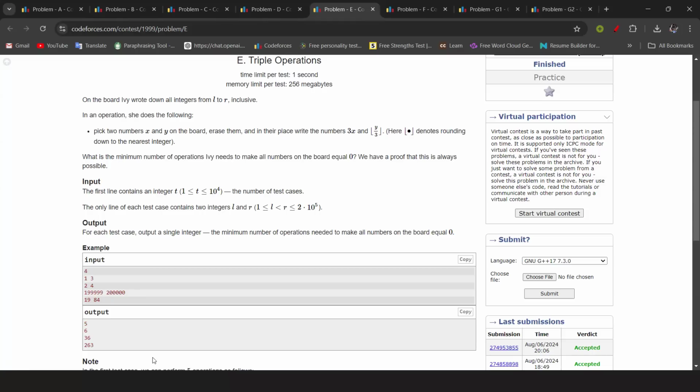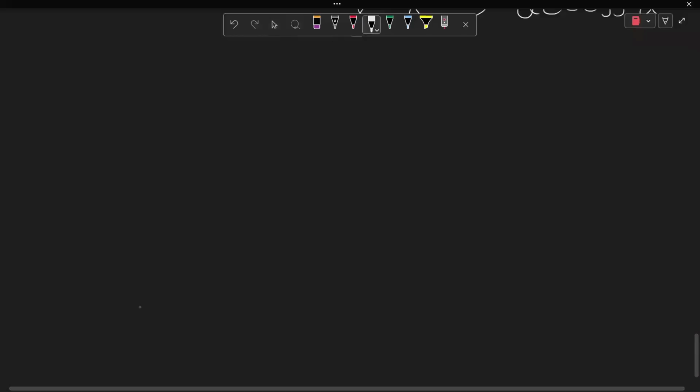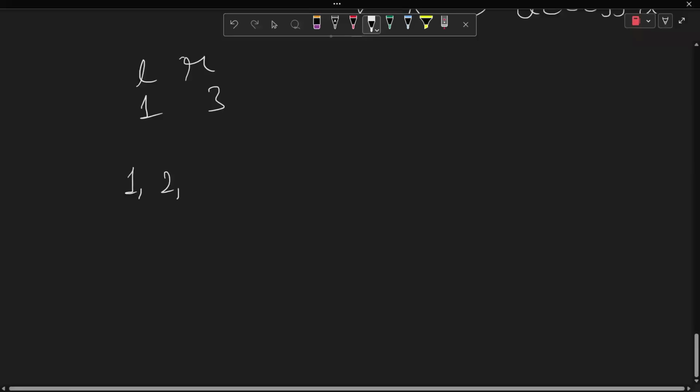So let's understand what we need to do here. You are given two integers L and R. Let's suppose L is 1, R is 3. The first test case was this. It just means that the person would write down all the integers in the range from L to R. So he would write down 1, 2, 3. So he has written down all the numbers.